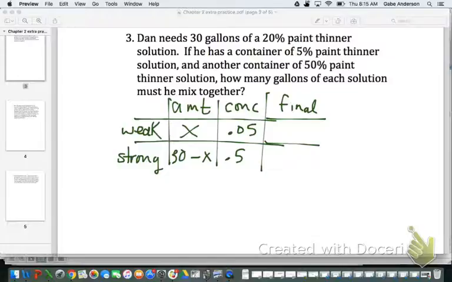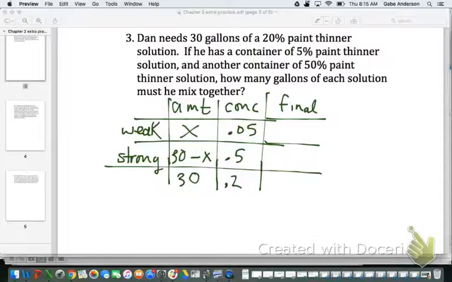All right, so then what we're going to do is we're going to add one more row to the bottom of this. And the bottom of this is simply going to be what we want in the end. So what is our final amount? What do we want to finish with? 30. What concentration do we want to finish with? 20%, yeah, so 0.2. And then the final column comes from multiplying the amount times the concentration.